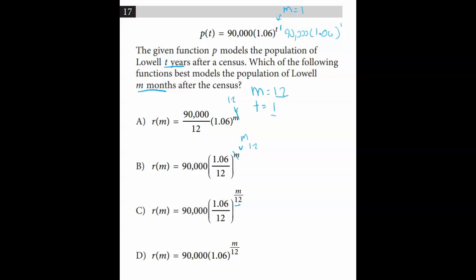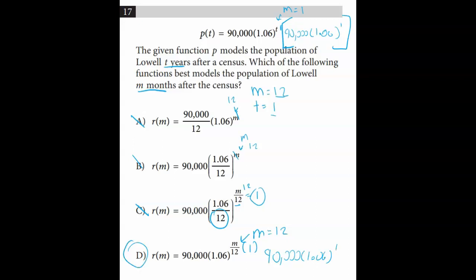All right, so we have this one, where if I put 12 for m, it equals 1, because it should be the same value as above, because it's the same amount of time as 1 year. But we have this divided by 12 right here, so that'll get us the wrong answer. So C's out as well. And so now we have here. So if I plug m equals 12 here, I get 1. I get the same as my original equation. So D is the correct answer.